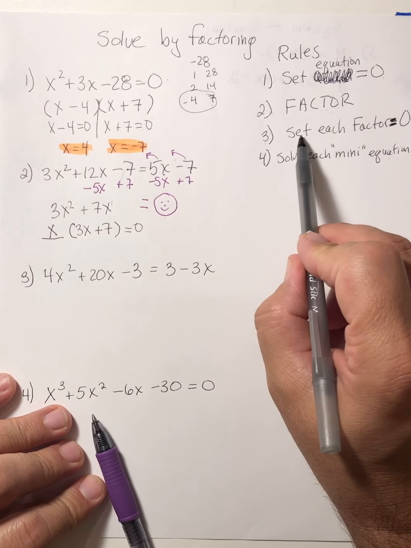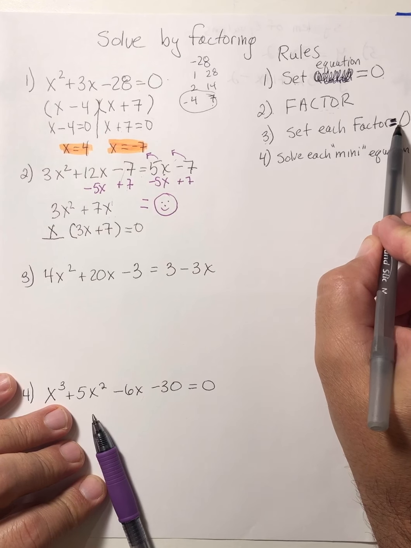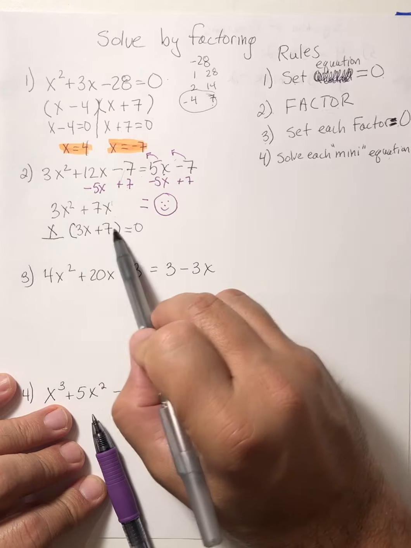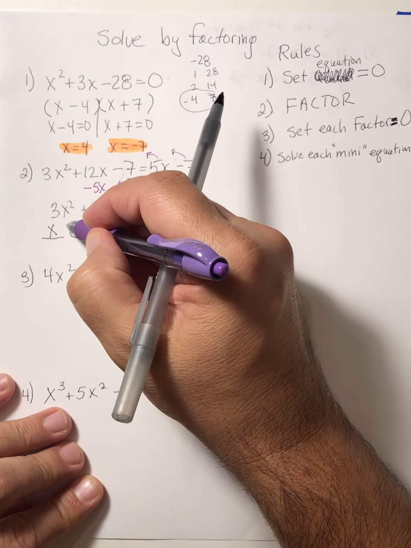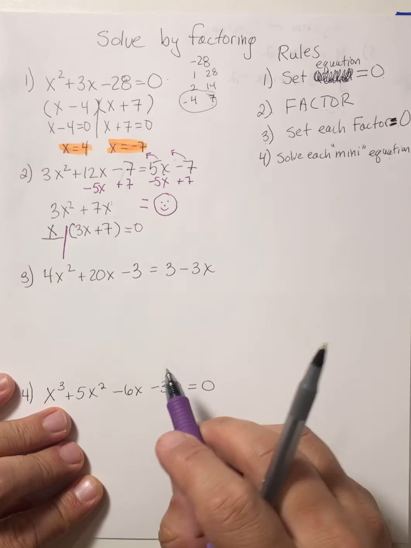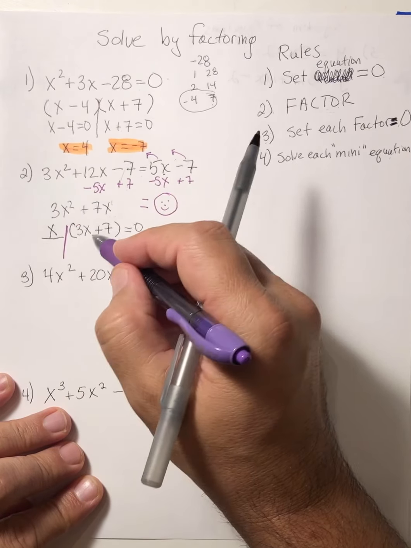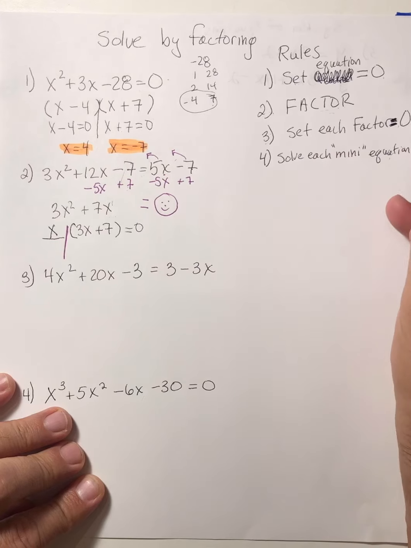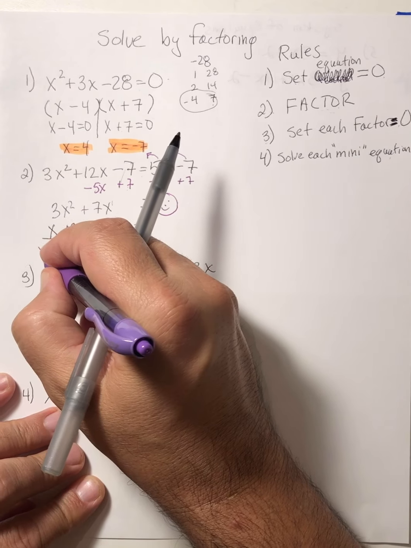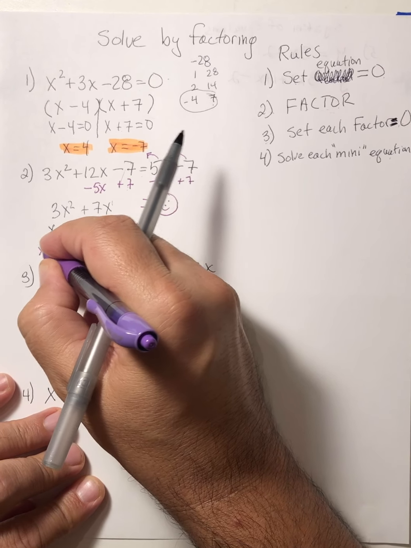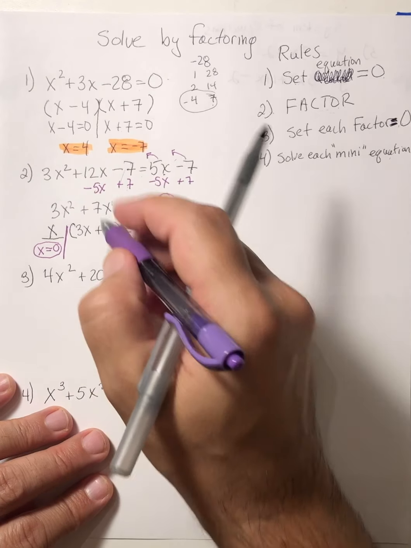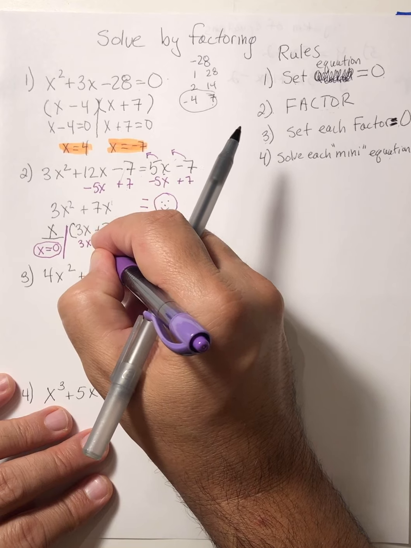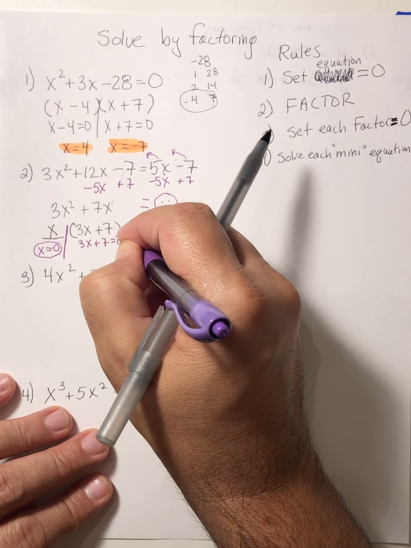Now we're on number 3. We set each factor equal to 0. Well, how many factors are here? That's right, there's 2 of them. Here's a factor and here's a factor. We set each of those factors equal to 0. So this x equals 0. That's done. No work to do there. Now this factor, we set it equal to 0. 3x plus 7 equals 0.